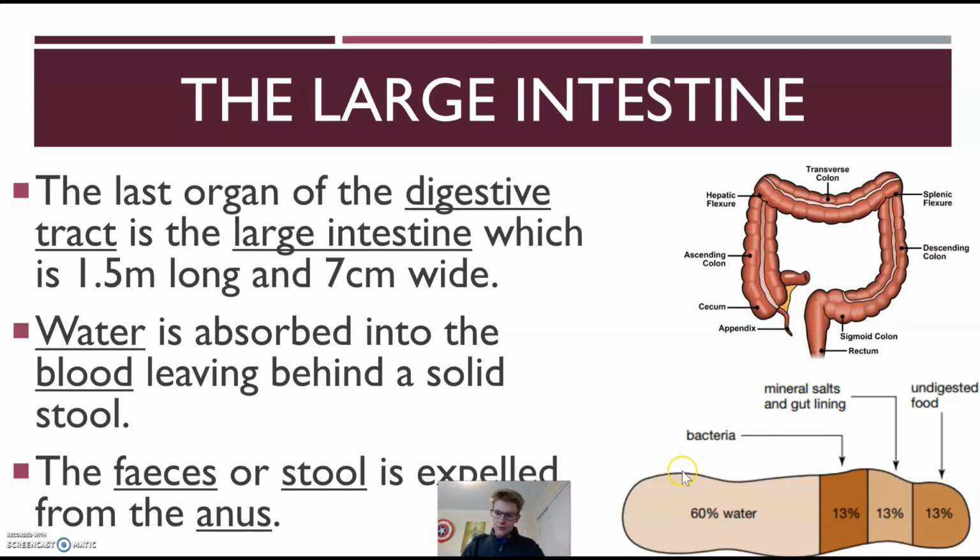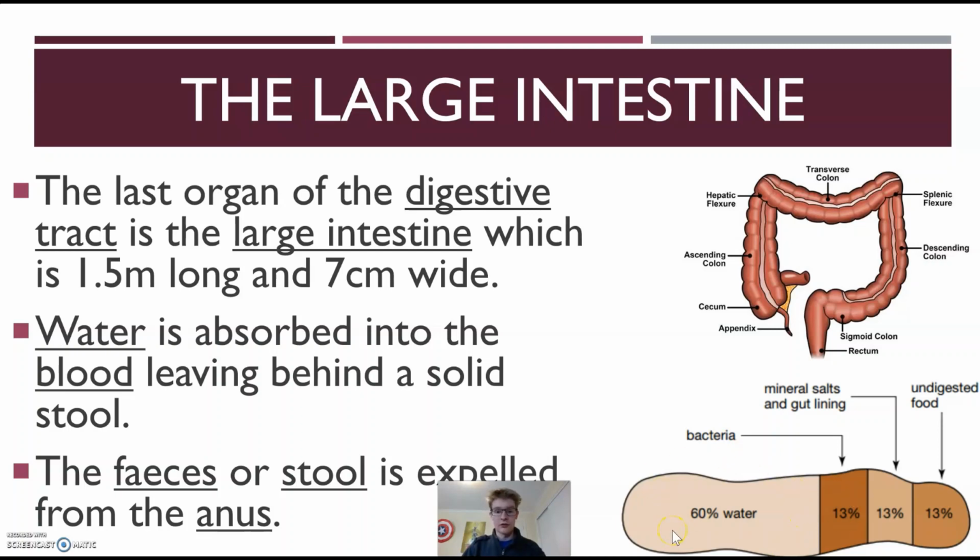So here's an example of feces. This shows exactly what's left in our feces. We got a bit of undigested food left in the feces. So some food just can't get mushed down in the stomach or in the small intestine or anything. We got some minerals and salts and gut lining and some bacteria. There's a lot of bacteria that live in our intestines, especially the large intestine, to help break down the food even more. And also, we've just got a lot of leftover water.